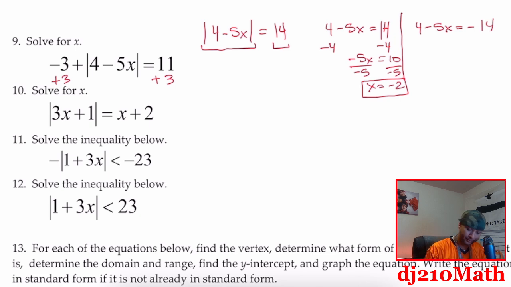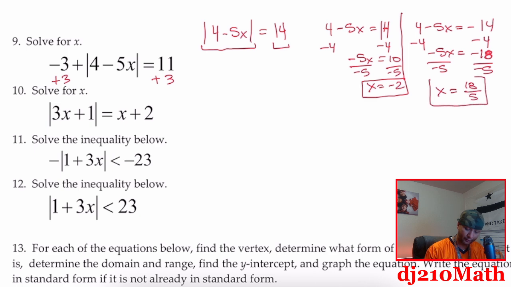On the right, -4, -4, -5x is equal to -18. And we get divided by -5, -5. So x is equal, negative divided by negative is positive, 18 over 5. That is not reducible. It says reduce as possible. If you run into fractions, you know, it is what it is, right? That's the nature of the beast.